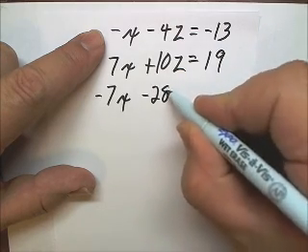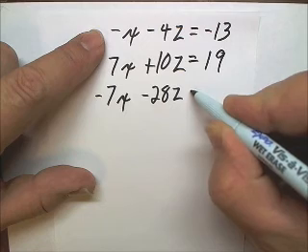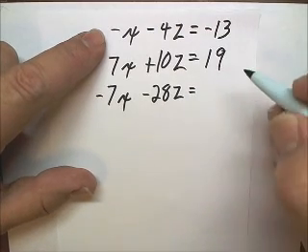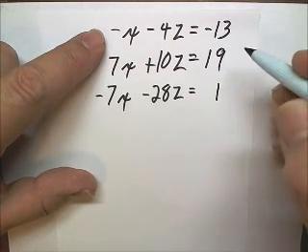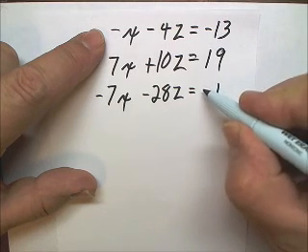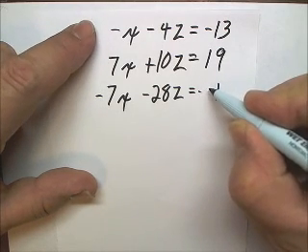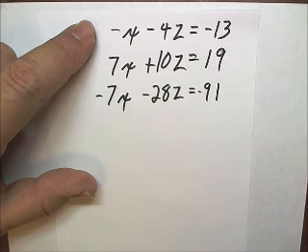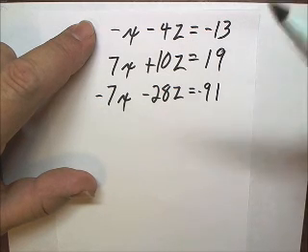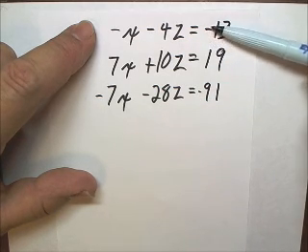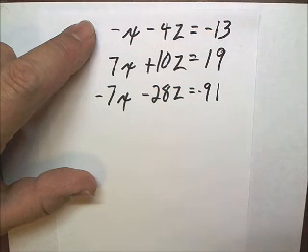minus 28z equals, let's see, negative 91. So now this equation is equivalent to this one. I just multiplied by 7.